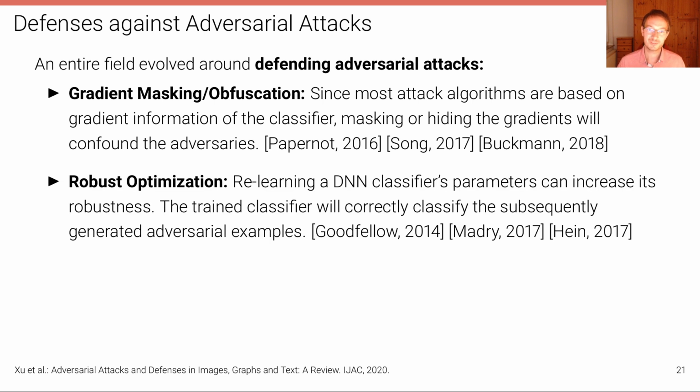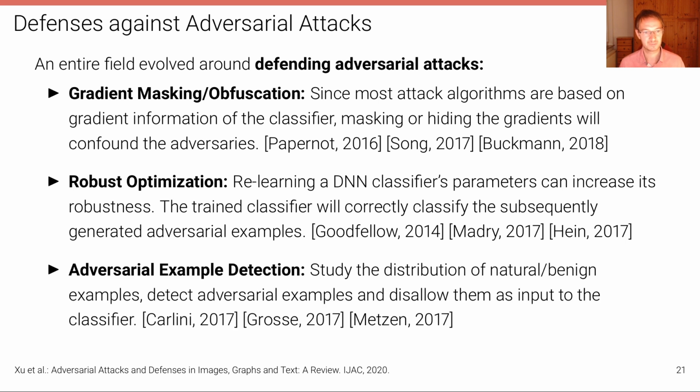The second is robust optimization, and there the idea is to relearn a deep neural network classifier so that it increases robustness. And you do that by, for example, training a classifier to correctly classify artificially generated adversarial examples. It's called adversarial training. So you generate these attacks, but then you provide these attacks to the algorithm, and the algorithm can take them into account during training and become more robust.